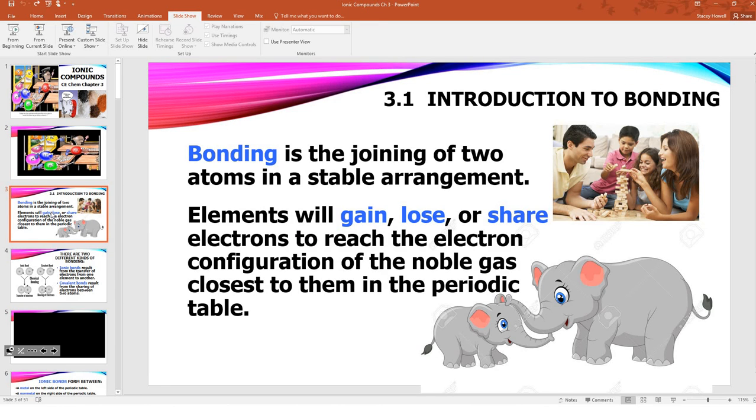So, your introduction to ionic bonding. Bonding is basically just joining two elements in a stable arrangement. So we're going through your study guide. Elements will gain, lose, or share electrons to reach the electron configuration of a noble gas closest to it. Remember, the noble gases are on the far right column. Okay? Everybody's trying to be like a noble gas. We're going to be talking about covalent and ionic bonds coming up. So there will be several slides on all of these that you can go back and look at.